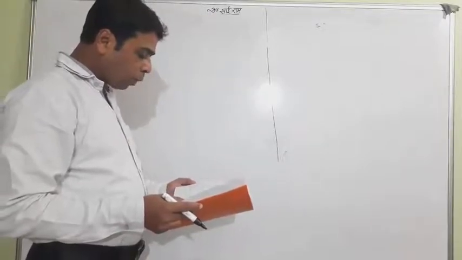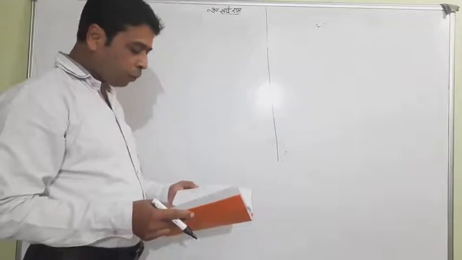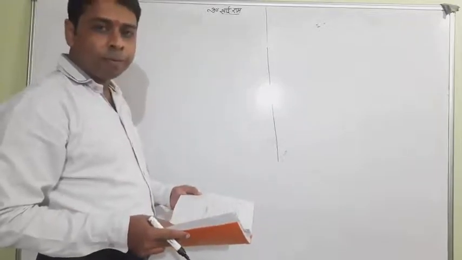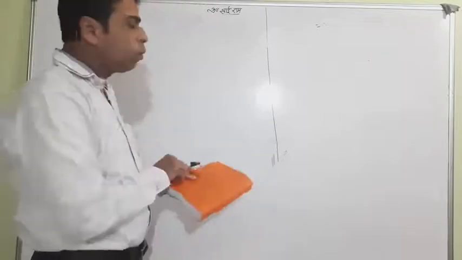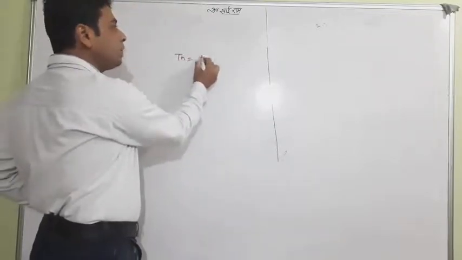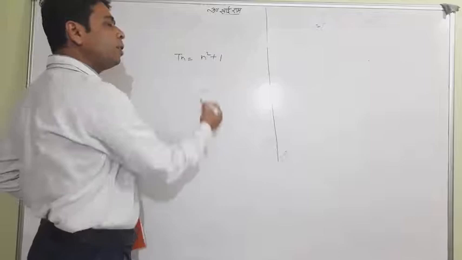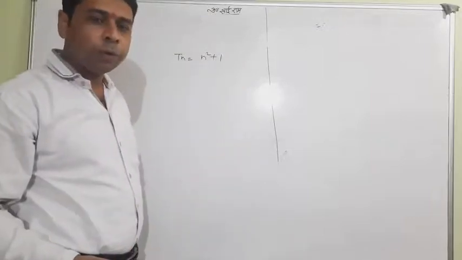Questions number 1 to 6 are so easy, in which we just have to find the first 5 terms. Whenever you want to find the first 5 terms and Tn is given, something, anything may be given, like Tn is equal to this. You want to find the first 5 terms.